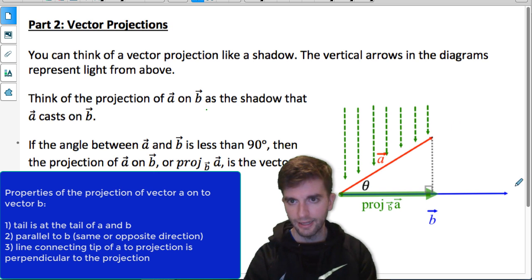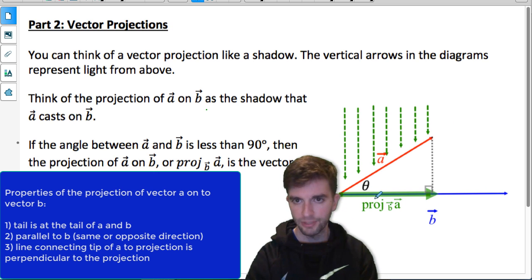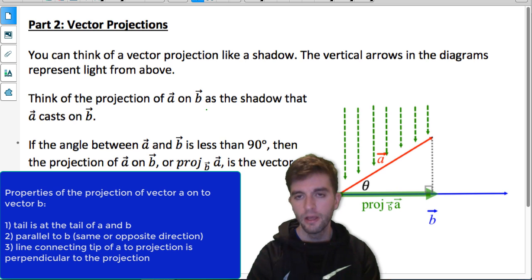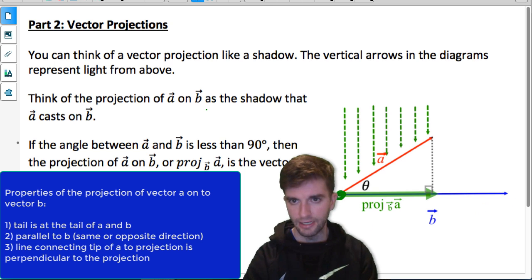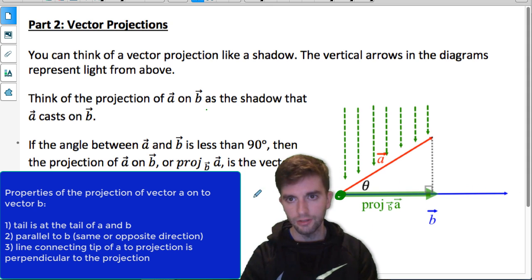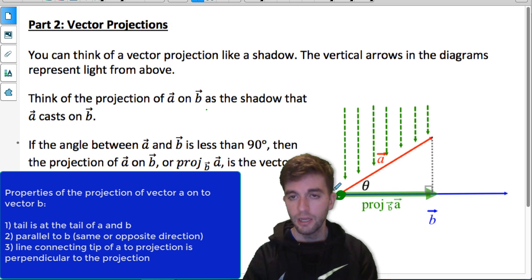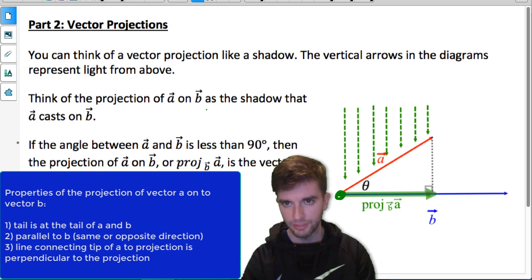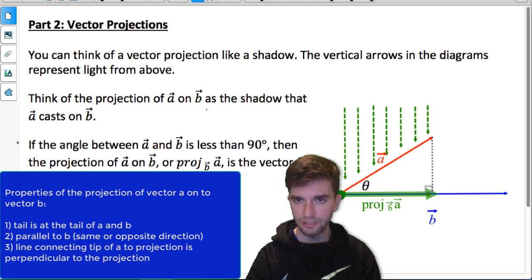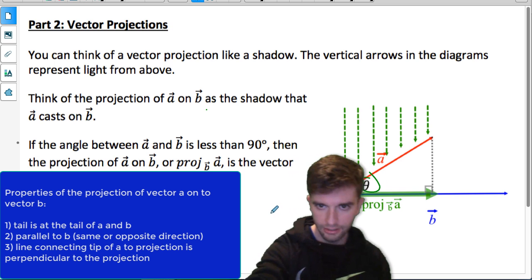If we're projecting A onto B, first of all, A and B have to be placed tail to tail, which they are. The projection of A onto B would have its tail at the same place as the tail of vector A and B. The projection vector will be parallel to vector B, so it'll be parallel to the vector that you're projecting onto. Since we're projecting onto B, the projection vector will be parallel to B, meaning it's either going in the same direction as B or in the opposite direction as B, depending on what this angle here is.